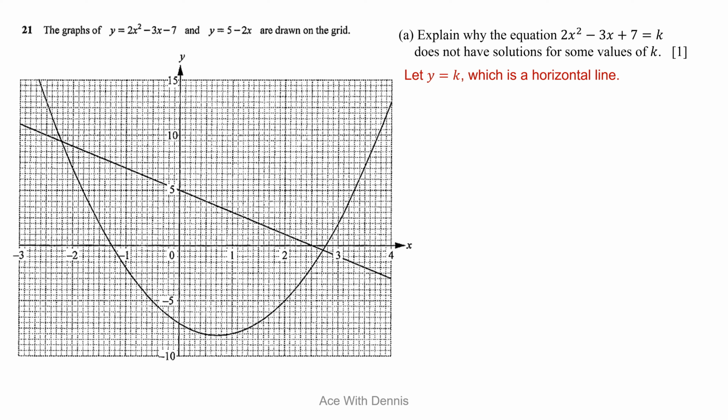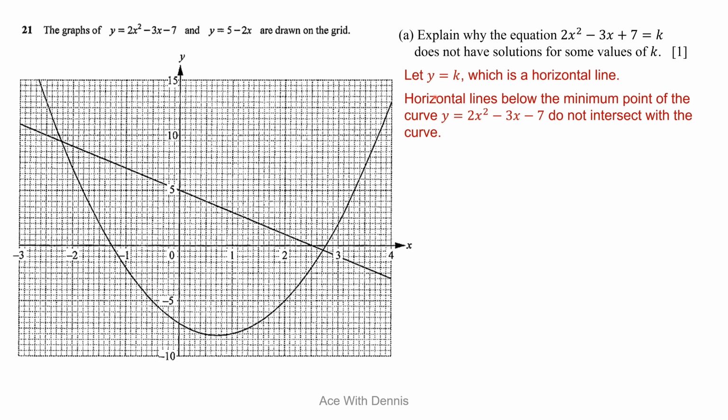So look at this diagram. When there is a horizontal line, it will look like this. The horizontal lines below the minimum point, which is here, of the curve y equals 2x squared minus 3x minus 7 do not intersect with the curve. So if I draw a horizontal line below this minimum point, this line does not intersect with the curve. Hence, there is no solution for some values of k. If I draw above the minimum point, then we can see at least one intersect point or two intersect points.